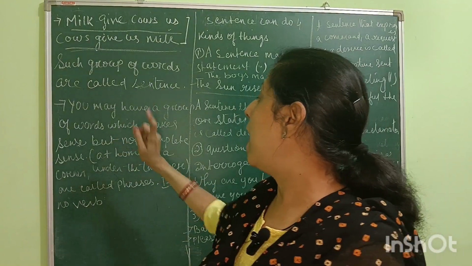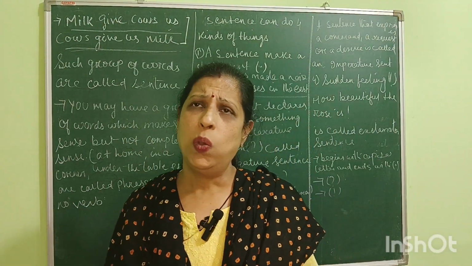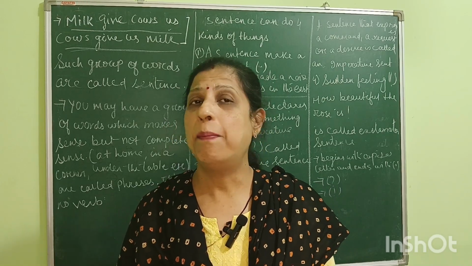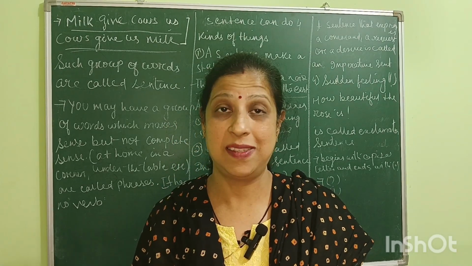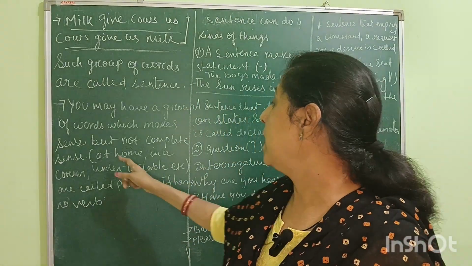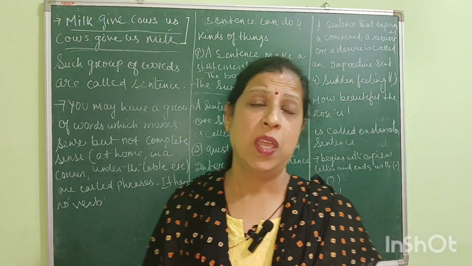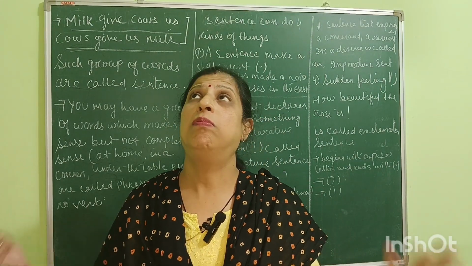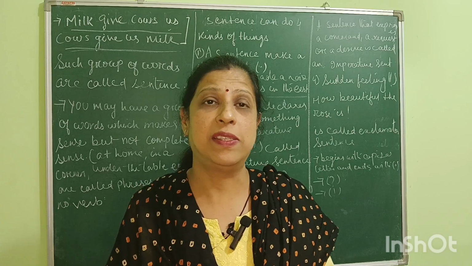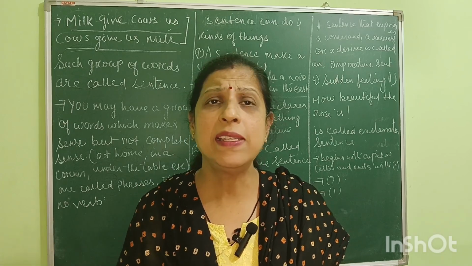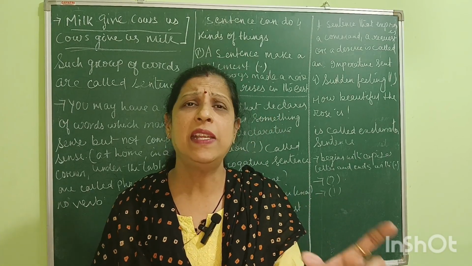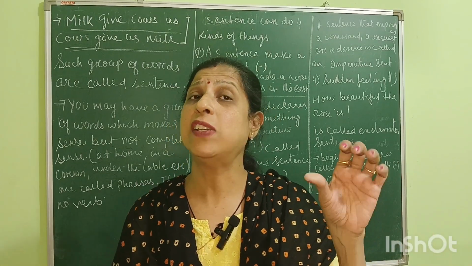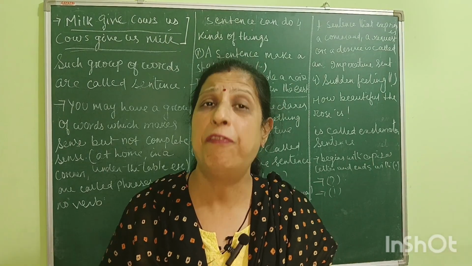Now, there are certain groups of words which make sense but not a complete sense. For example, I'll say "at home," "in a corner," "under the table," "on the roof." So what are these? These are phrases. Why are these phrases? Because they don't have a verb in them. It has no verb, so it is a phrase.